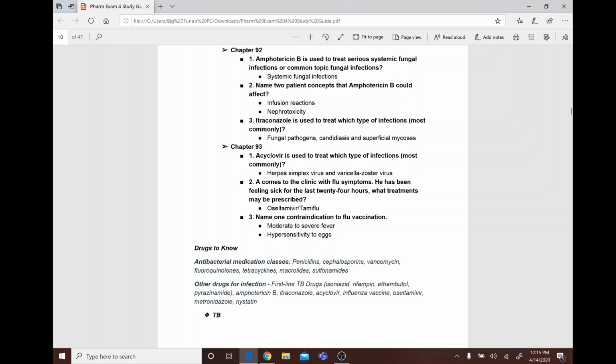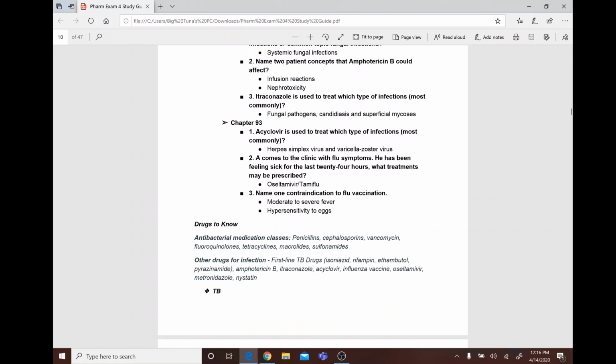Itraconazole is used to treat which type of infections most commonly? Fungal pathogens, candidiasis, and superficial mycoses. Acyclovir is used to treat which type of infections most commonly? Herpes simplex virus and varicella zoster virus.